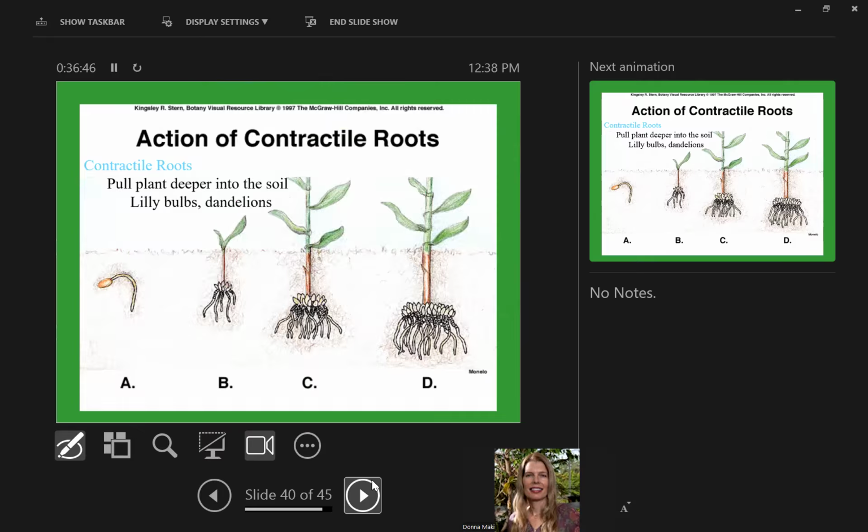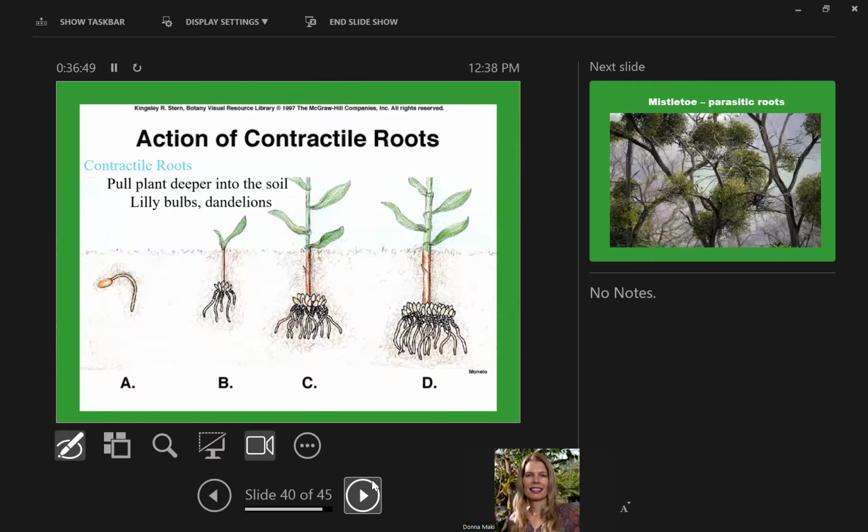Okay, contractile roots. This drawing is trying to get that across, how the roots kind of crinkle up a little bit. They're contracting and then relaxing, and it pulls the root system deeper down into the soil.